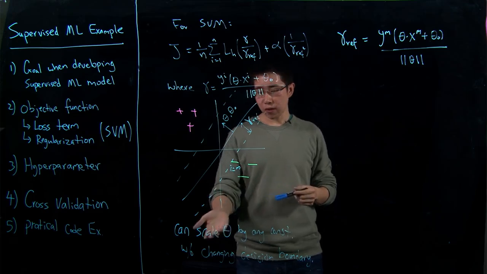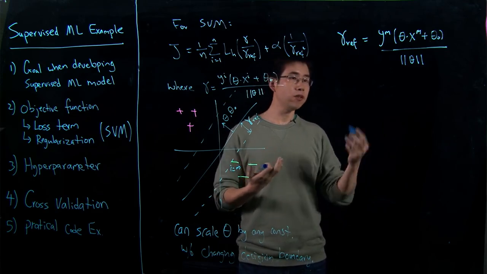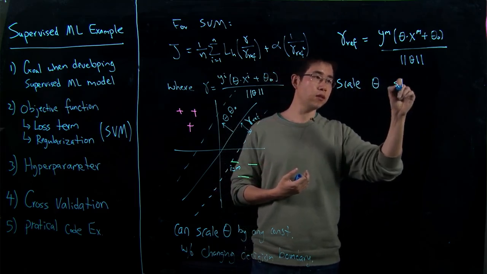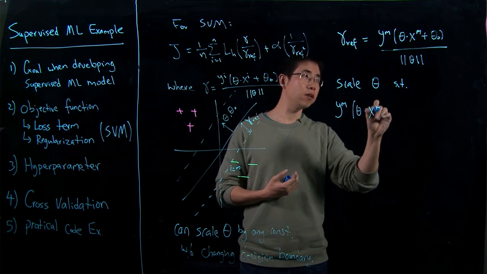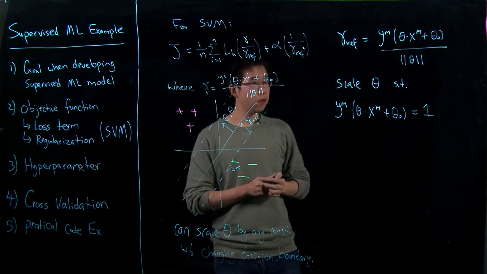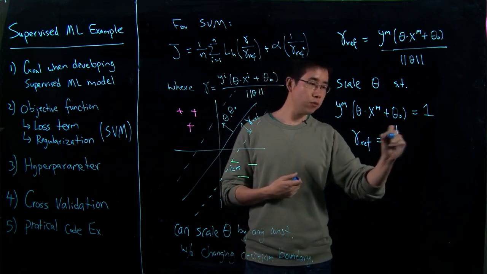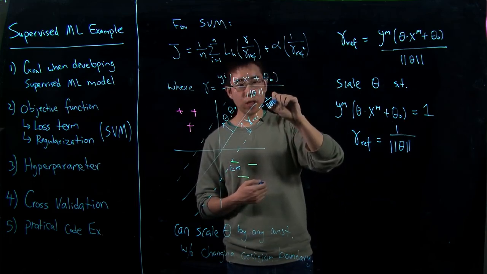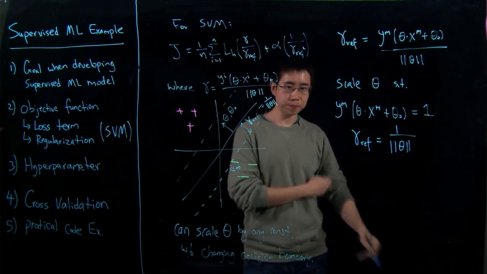So we just said that we can scale theta by any constant without changing our decision boundary. So let's follow convention and just scale theta such that we set this value, ym times theta dot xm plus theta naught, equal to 1 exactly. And in that case, we can now write gamma ref as simply 1 over norm of theta. And we have successfully written gamma ref as something that we already know, which is theta.